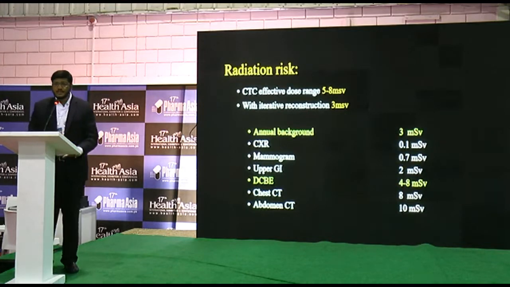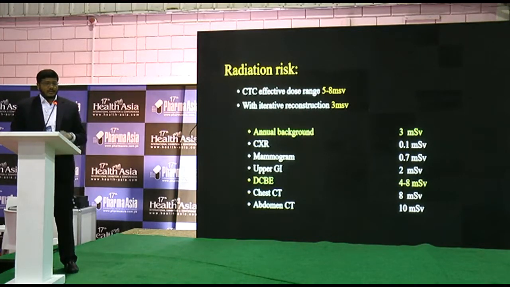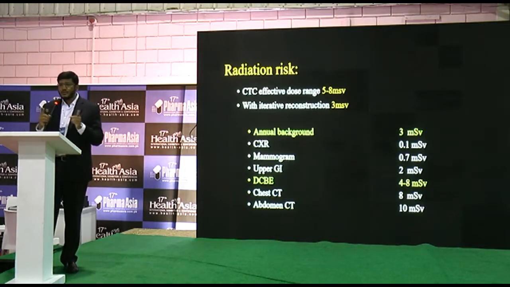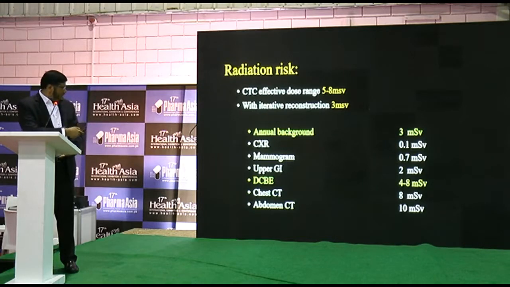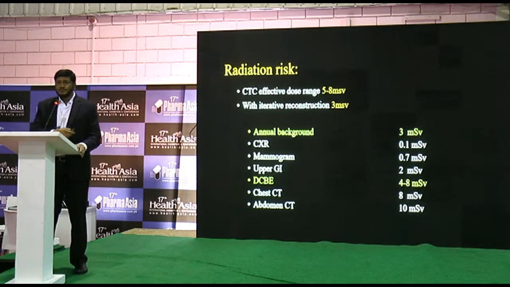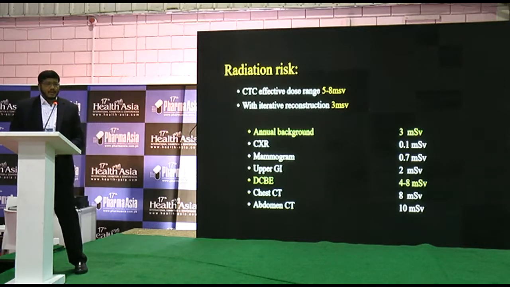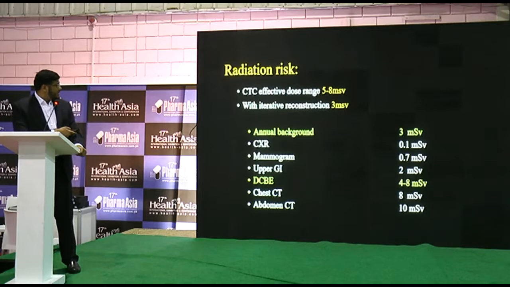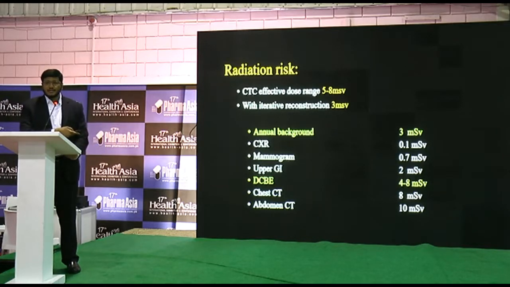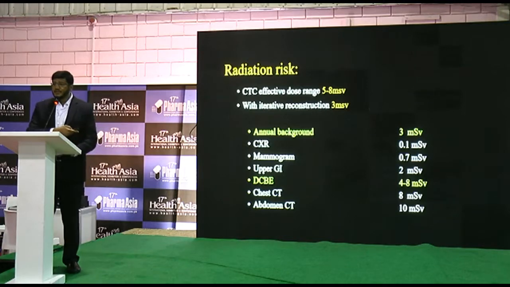People usually ask about the radiation risk in this procedure. Among the various trials, the effective dose of this procedure ranges about 4 to 8 millisievert. While using iterative reconstruction, we can reduce the radiation dose from 5 millisievert to 3 millisievert. So it is comparable with the annual background radiation, which everybody experiences, of 3 millisievert, and the effective dose range of 5 to 8 is equivalent to a double contrast barium study. So it is less radiation risk as far as imaging is concerned if we do CT colonography with iterative reconstruction.